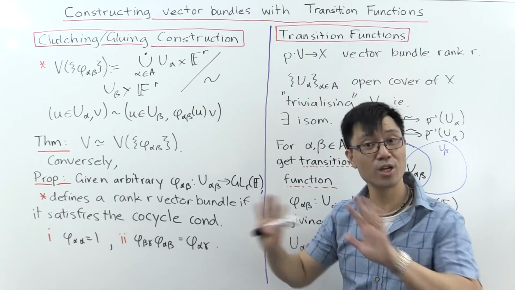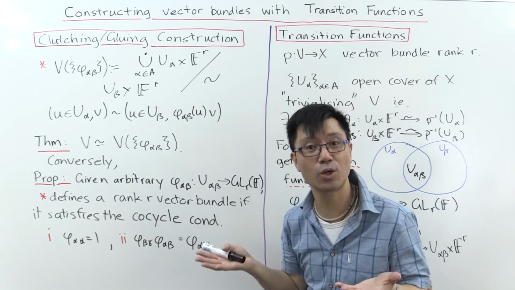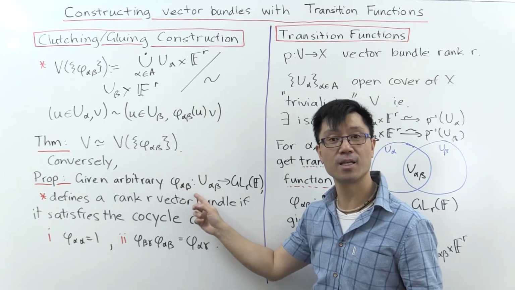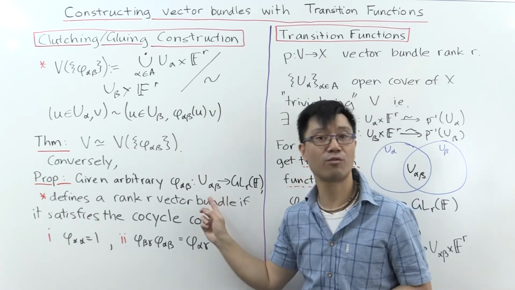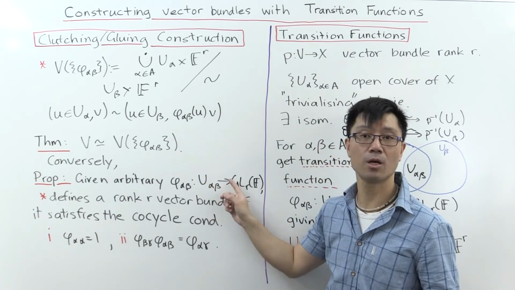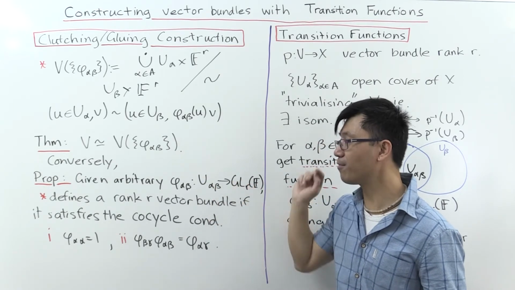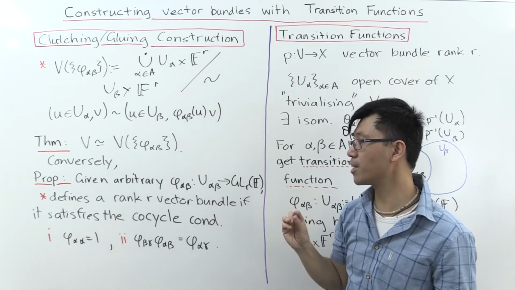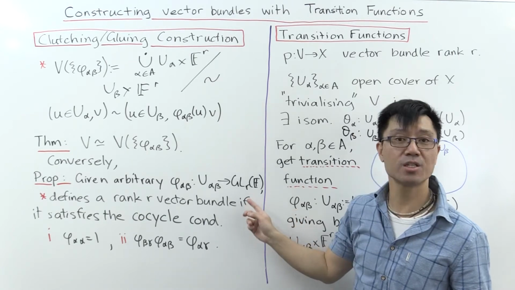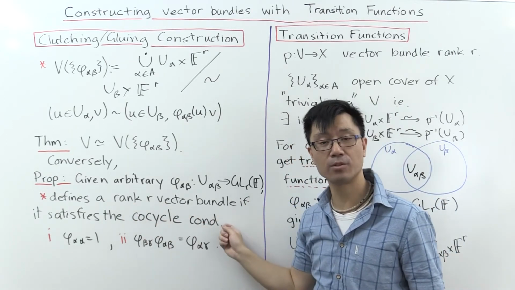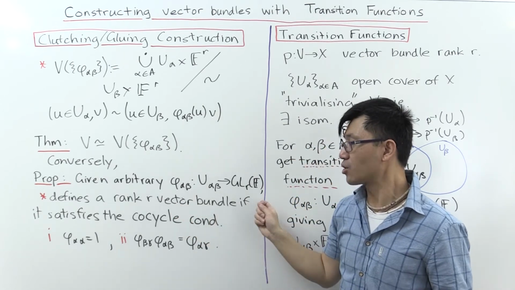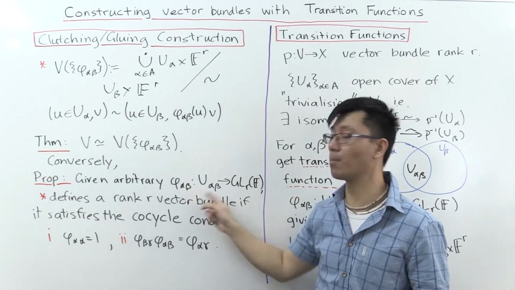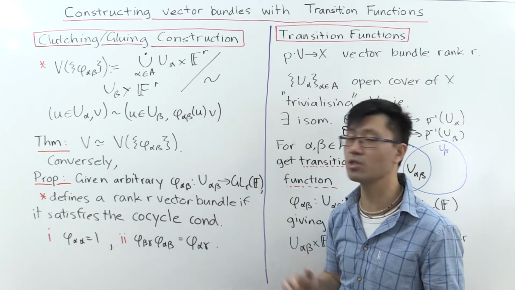Suppose we don't start with a vector bundle, but we just have all this gluing data. So these are just functions phi, alpha, beta inside our geometric category, which go from this intersection U alpha beta to this GL_R F. And we can just write down this quotient inside our category. And it turns out that this will define a rank R vector bundle as long as it satisfies what's called a cocycle condition. So they can't be completely arbitrary, they have to satisfy some conditions.